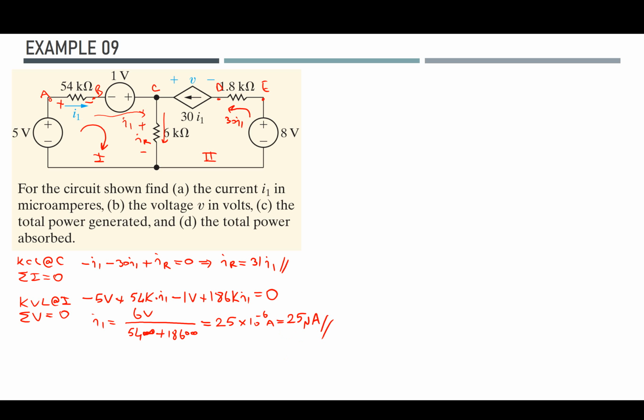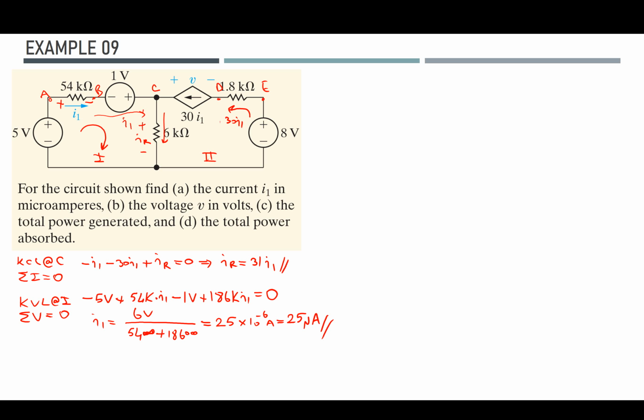In order to be able to calculate the power values, I need to know the voltage across this dependent voltage source, this 30 I1 thing. However, in order to find it, I need a second KVL loop so that I can simply find a solution.